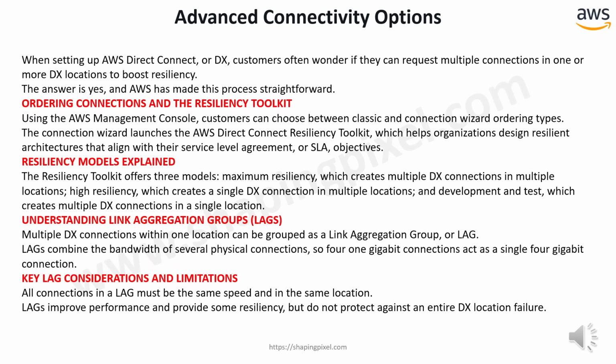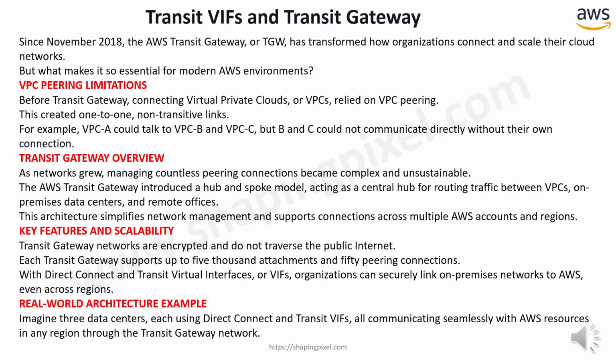Since November 2018, the AWS Transit Gateway, or TGW, has transformed how organizations connect and scale their cloud networks. But what makes it so essential for modern AWS environments? Before Transit Gateway, connecting virtual private clouds, or VPCs, relied on VPC peering. This created one-to-one non-transitive links. For example, VPC A could talk to VPC B and VPC C, but B and C could not communicate directly without their own connection. As networks grew, managing countless peering connections became complex and unsustainable.